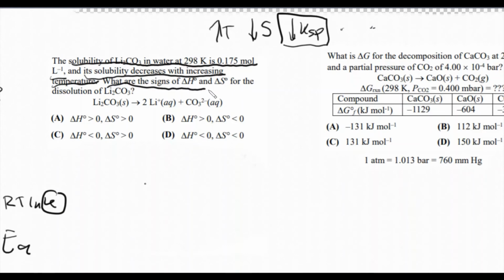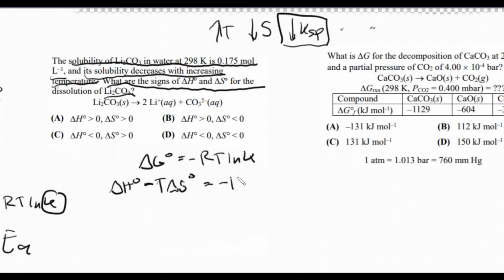What are the signs of delta H and delta S for the dissolution of lithium carbonate? Now, we just learned this special equation. Let's actually reprove it to ourselves. We know that delta G naught is equal to negative RT ln K. We know that this can be substituted for delta H naught minus T delta S naught. And I'm going to save my voice and let you watch the algebra go along because I've already done this.